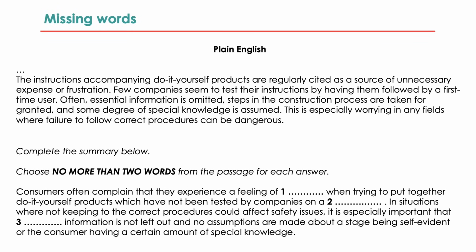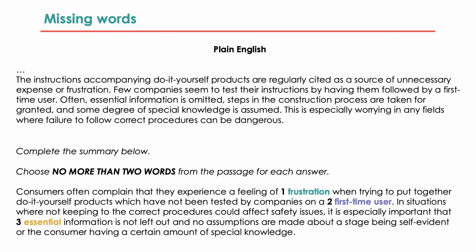Ready? Here they are. Frustration, first-time user, and essential. Let's have a look at each of them. Question number 1. In the passage, DIY products are a source of expense and frustration. But the question asks for what feeling consumers have. An expense is not a feeling, which means the answer is frustration.